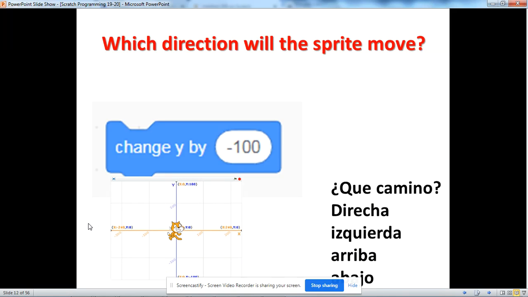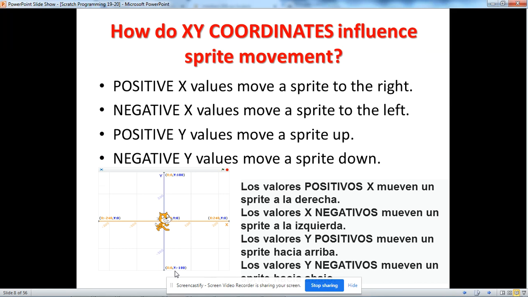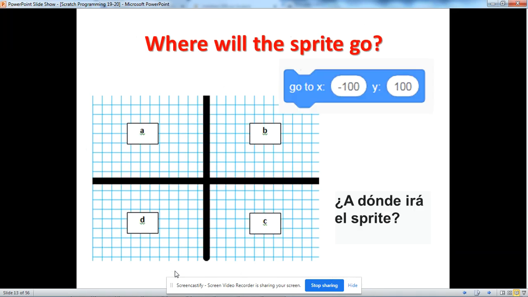And last, if we told a sprite to change its y by -100, would it move up, down, right, or left? If you said down, you were correct, right? We're subtracting, or we have a negative number. We're moving down the y-axis. We're moving down as a sprite, okay? So this is how our XY coordinates influence the way that a sprite moves. We can plot points, or we can make a sprite move in a direction or send them to a specific X or Y location, or both. And math is a really big part of that.